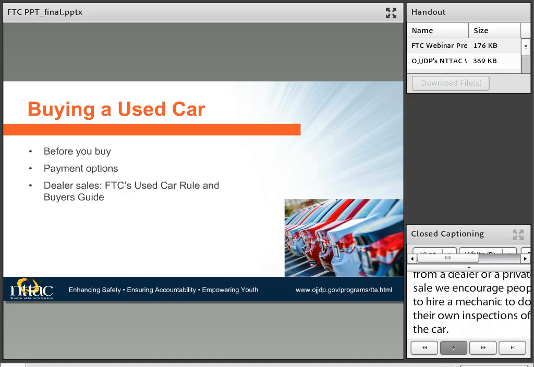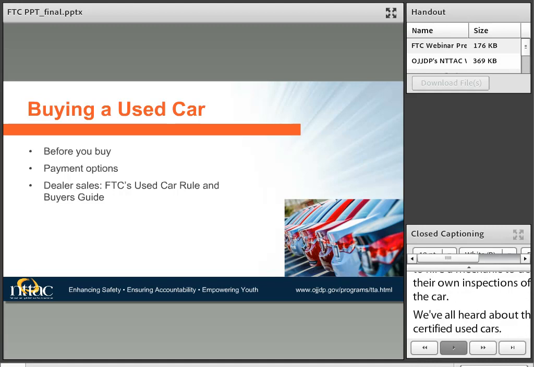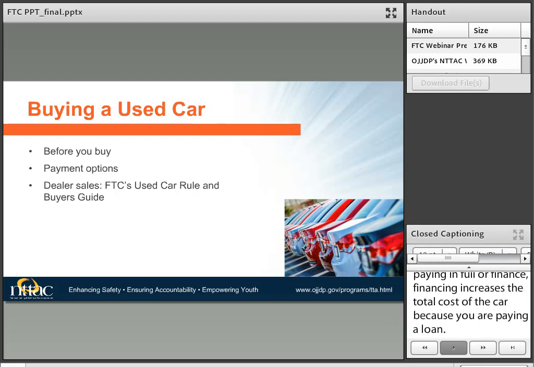Then when it comes to paying in full or finance, financing, of course, increases the total cost of the car because you're paying on a loan. And the annual percentage rate tells you how much it costs not only to borrow money for 1 year, but it also includes the interest rate and fees you pay to the lender.